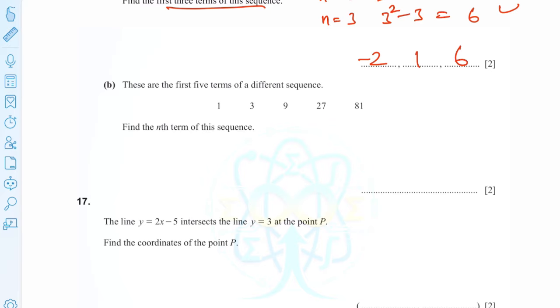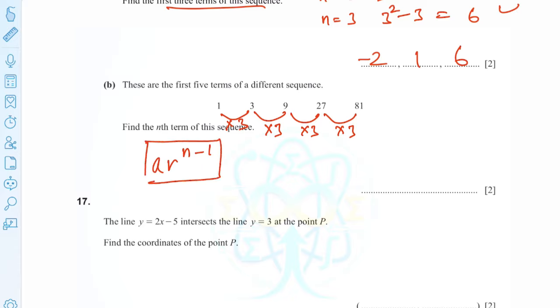There are the first 5 terms of a different sequence. Find the nth term of the sequence. Okay, listen here. If you check these terms, each term is multiplied by 3. 3 times 3 is 9, 9 times 3 is 27, and 27 times 3 is 81. Clear, right? So if this is the case, then this is known as a geometric progression. In a geometric progression, the nth term is a times r to the power n minus 1. You have to remember this. This is not a linear sequence, this is a geometric sequence.